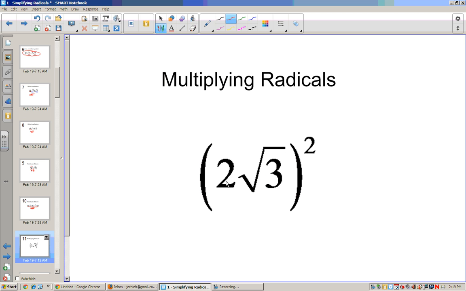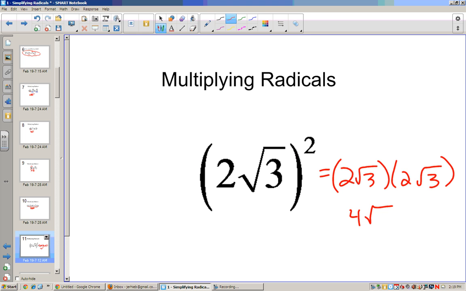Now if I am going to square a cube root, that's like 2 root 3 times 2 root 3, which, 2 times 2 is 4. Root 3 times root 3 is root 9. So that's 4 times 3, which is 12.